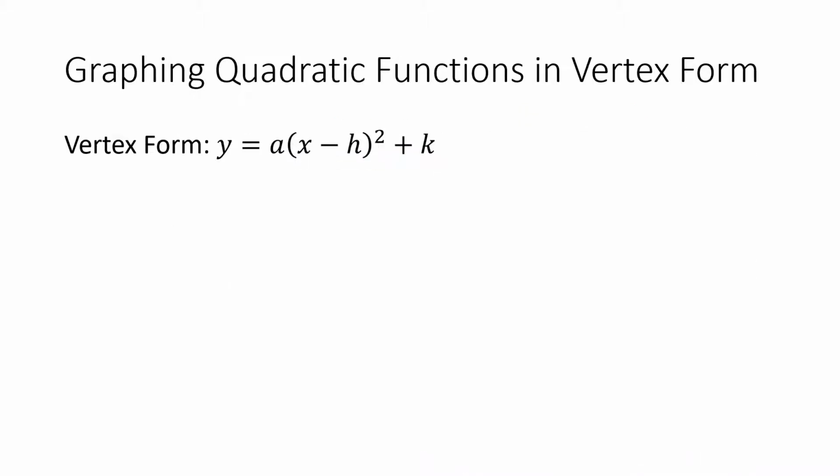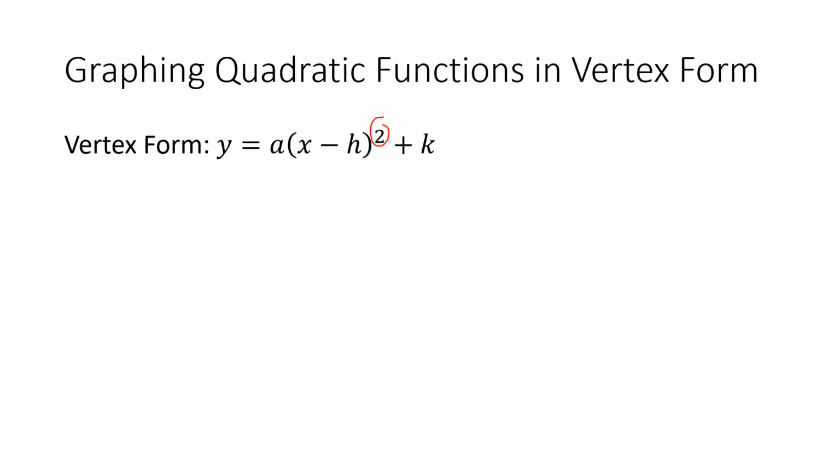All right, so today we're going to focus on vertex form. This is very similar to what we've done in the last couple of weeks with absolute value functions. Just this time we're going to be having that little squared in our equation that makes it quadratic. So vertex form is y equals a times x minus h squared plus k.